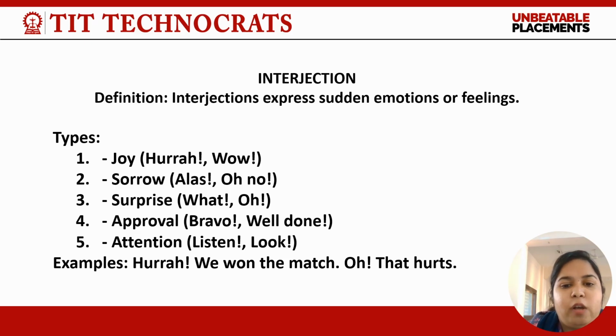Now, have a look at the interjection examples. Hooray! We won the match. This is an expression of joy. Whereas when we are sad or in sorrow, we say, oh, that hurts. So these are the words used as a sudden emotion or feeling.